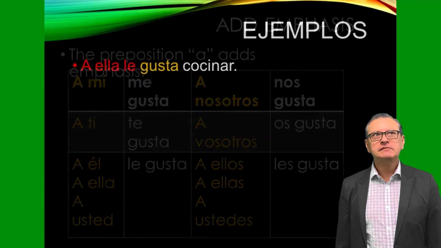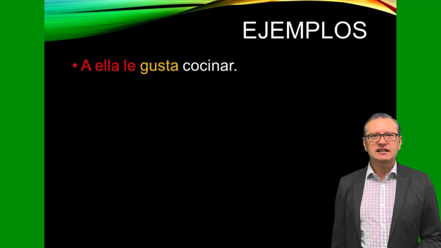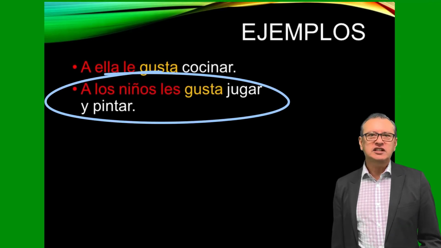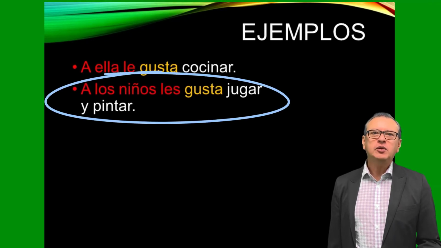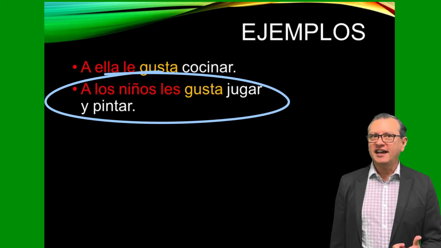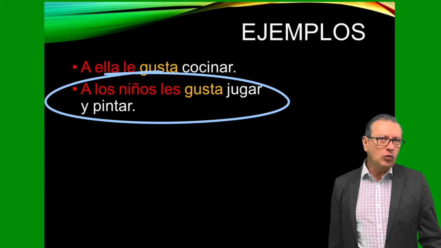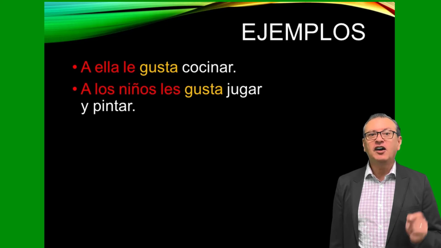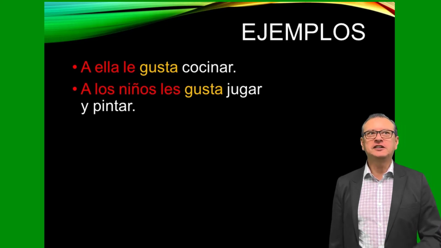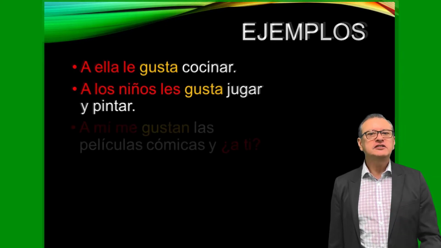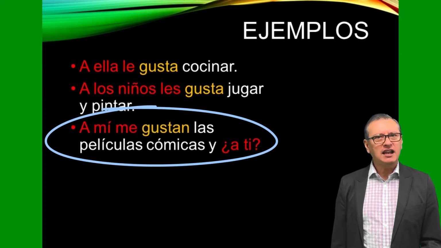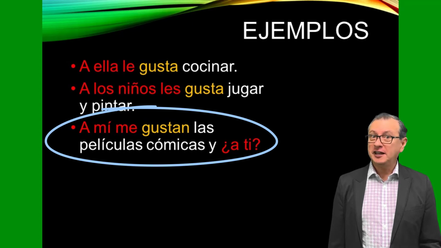Take a look. A ella le gusta cocinar. She likes to cook. A los niños les gusta jugar y pintar. Why do I use a los niños or a ella? Because it's one person specific, and it could be a male or a female. That's what I say, a él, a ella, or a ellos. Okay, very good. If you want to clarify it about yourself, you say, a mí me gustan las películas cómicas. I like comic movies or funny movies.